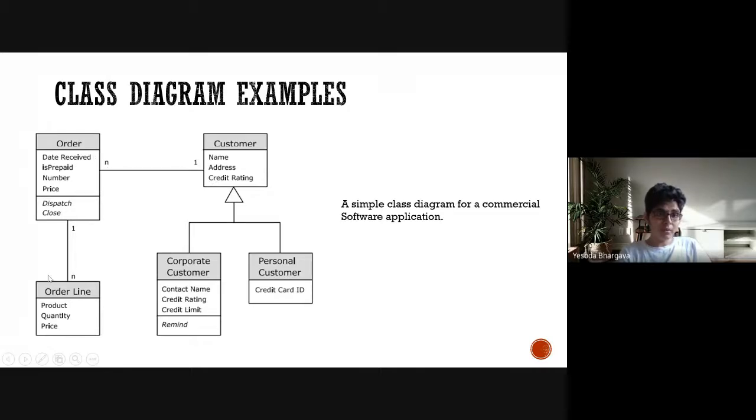Similarly, an order line belongs to one order, whereas an order can have multiple order lines. I'm not sure what the creators mean by order line. Maybe the naming could have been much more clear and precise to really show what exactly order line is.